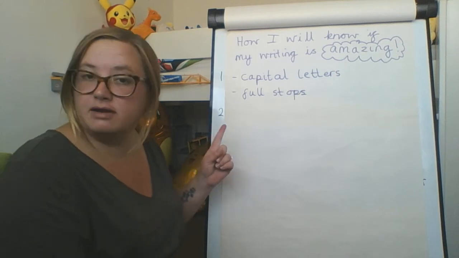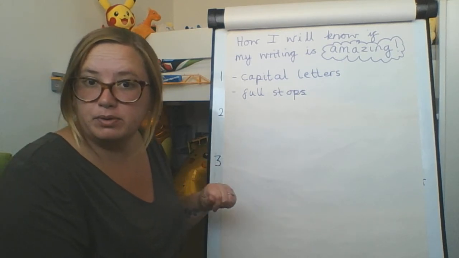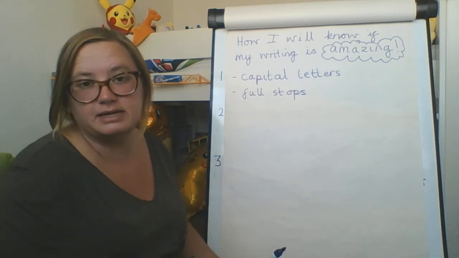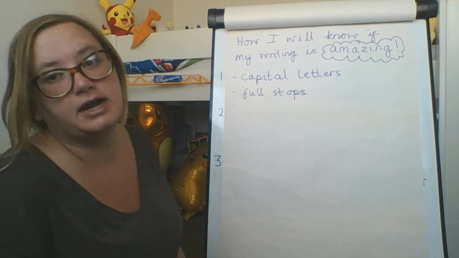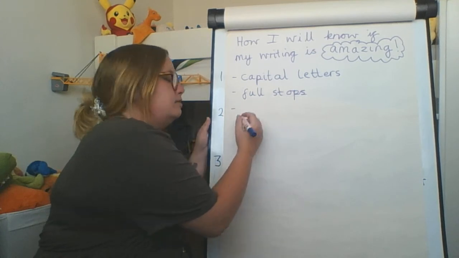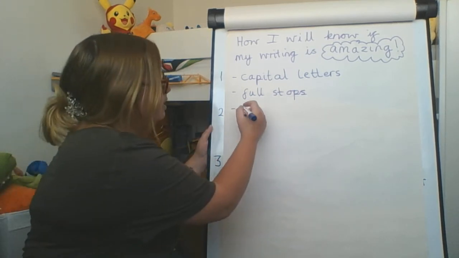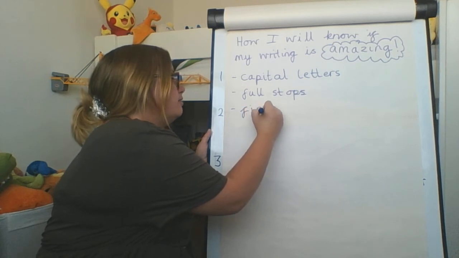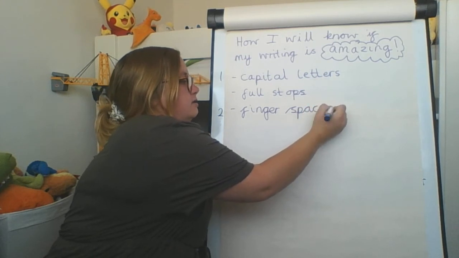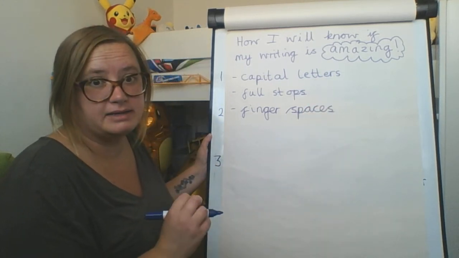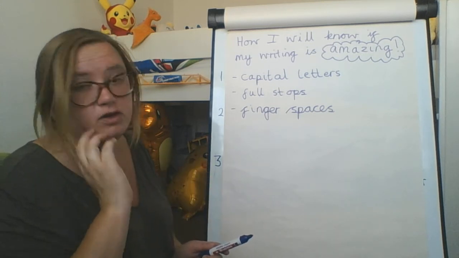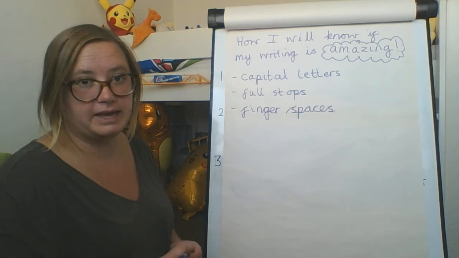Capital letters we use for the beginning of a sentence, the names of people and the names of places. And then full stops we use to show a stop to our sentence, so that sentence is finished, ready to start another one. They work as a partner. The next thing I will be looking for in between your words are finger spaces. I'm working really hard on this at home with Max, and he's just getting there. So just use your little finger, put it in between the words that you write, or use a pencil just to show a gap in your writing.